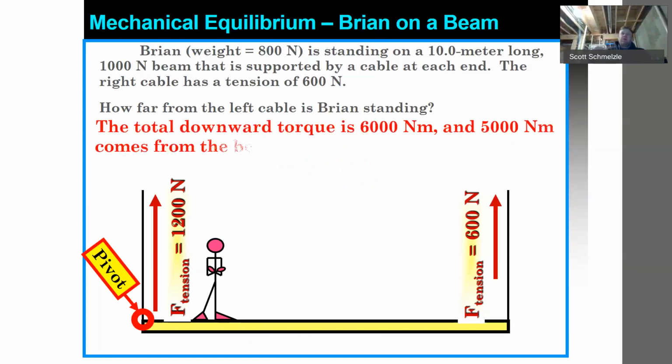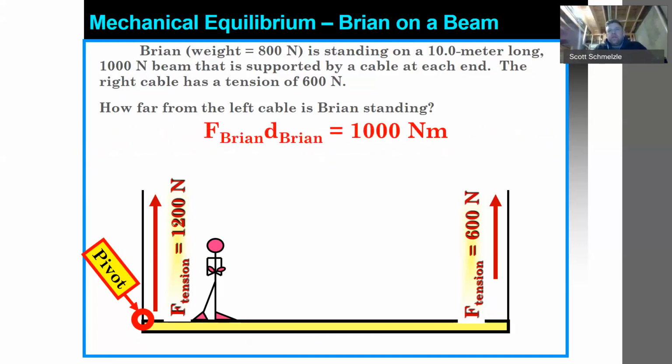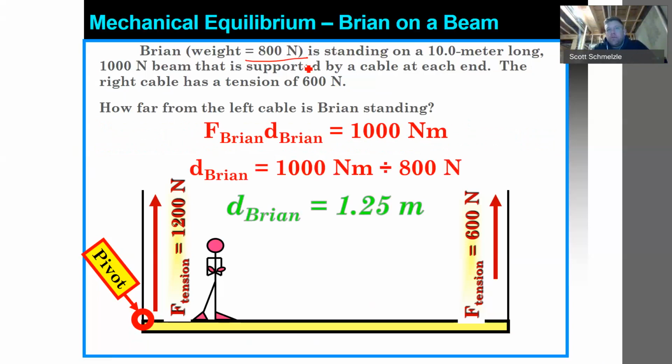All right. So if the total torque downward is 6,000 Newton meters, and we have 5,000 Newton meters from just the beam, that means that Brian attributes 1,000 Newton meters of torque to it. Okay. So in order to find this, there's our torque, 1,000 Newton meters. We take the force of Brian times the distance of Brian. Well, we know the force of Brian is 800 newtons, right? That's his weight up here. Okay. So 1,000 divided by 800 newtons, that's going to be a distance of 1.25 meters from the left side.